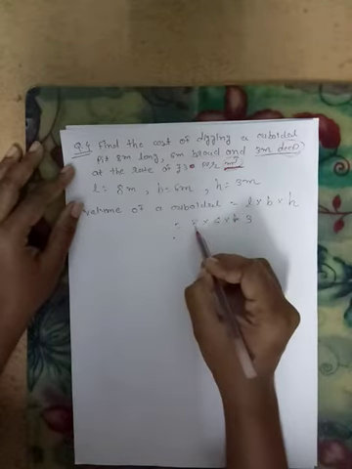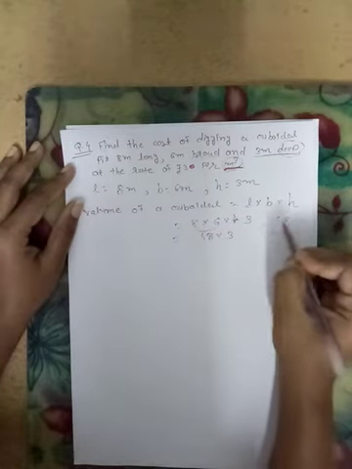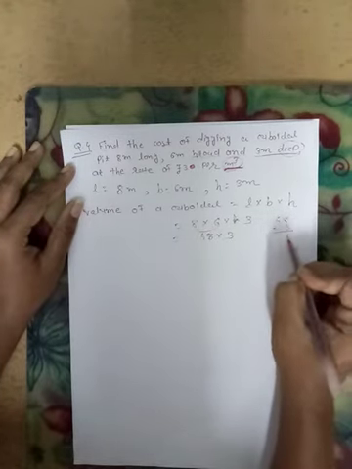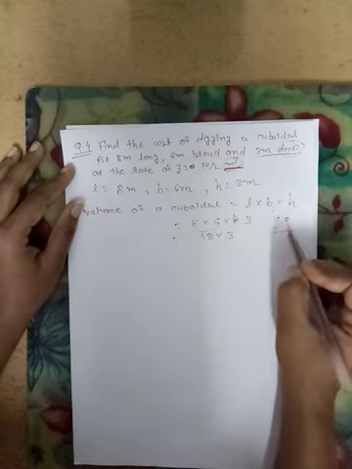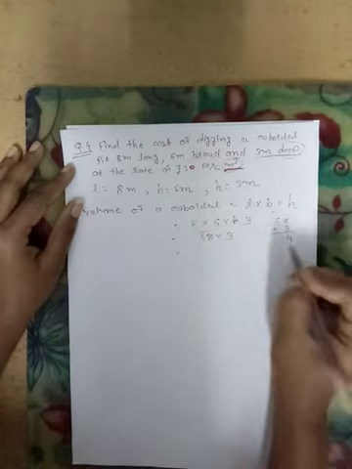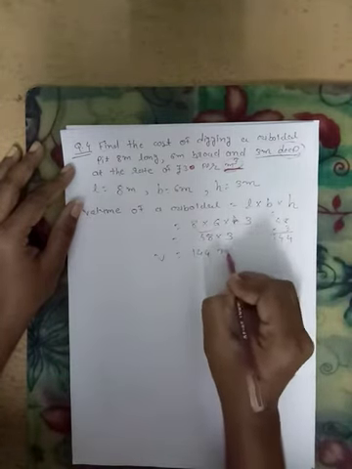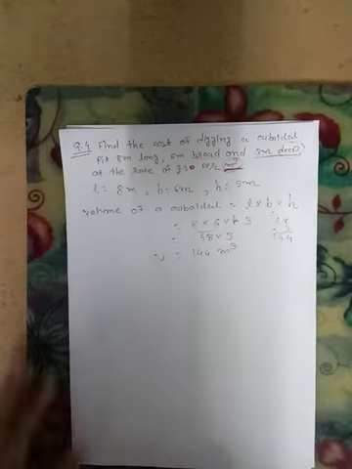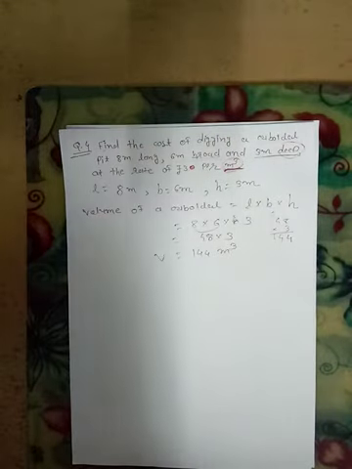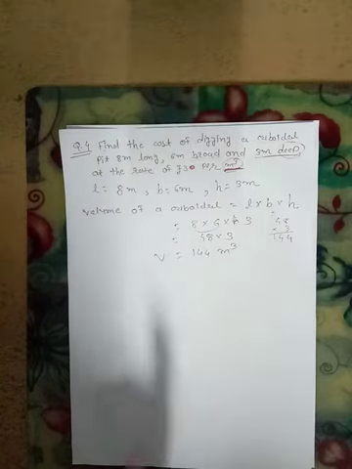So 8 6s are 48, multiplied by 3: 8 3s are 24, 2 carry, 3 4s are 12, and 12 plus 2 we get 14, so 144. And what is the measurement of volume? Cube. So volume of cuboid is equal to 144 meter cube.